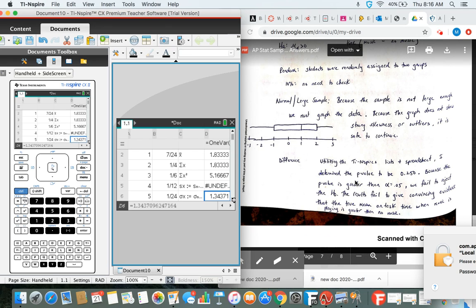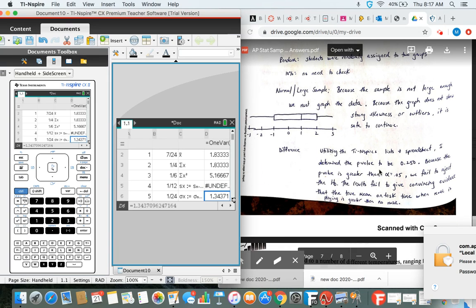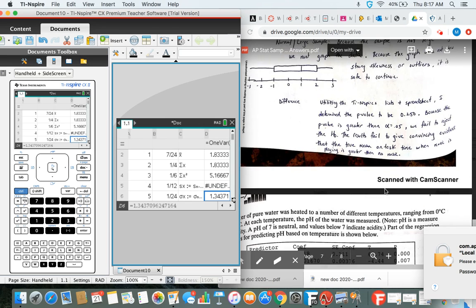You don't have to go into detail about showing the equations to find p-value or anything like that. Show what buttons you hit in the calculator, utilizing the TI Inspires list and spreadsheet. Explain how you arrived at the p-value, and then give your conclusion.